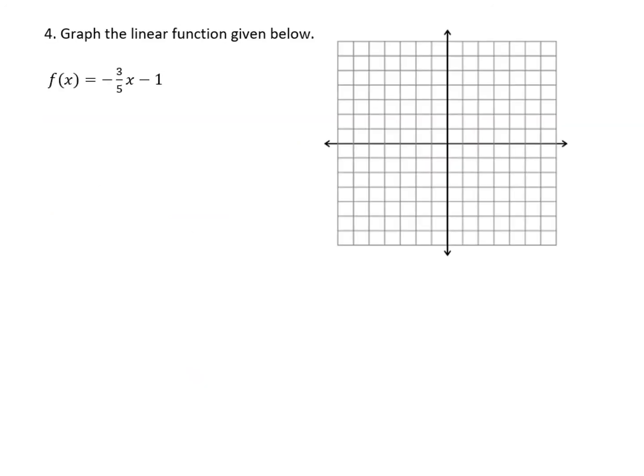And our last example for today, I want you to graph this linear function. So again, on your own paper, sketch it. If you have graph paper, that's great. If not, just make a sketch. And then when you're ready, press play to check your answer.